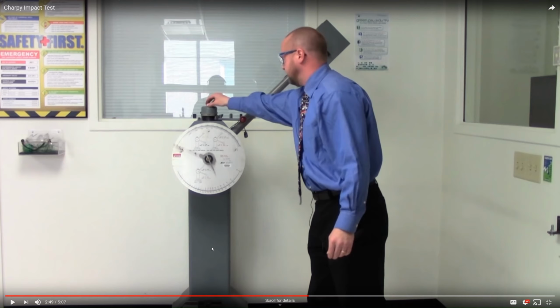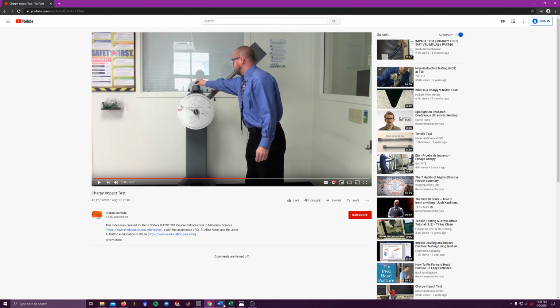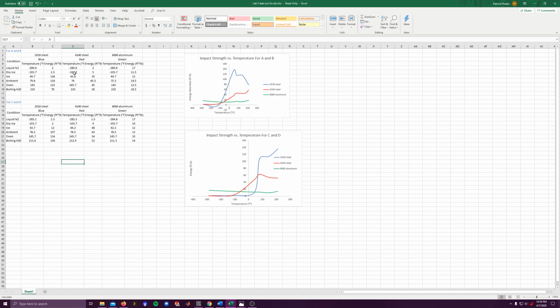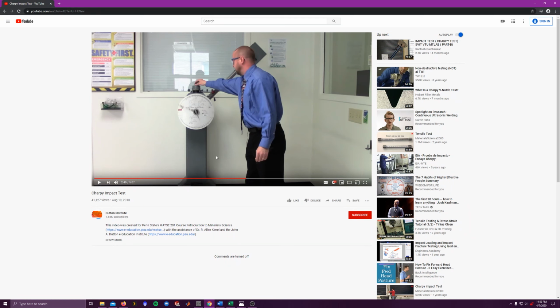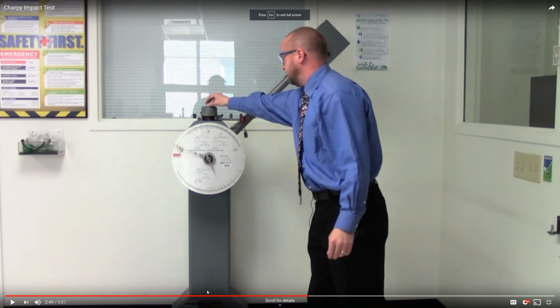So the main goal is we're going to have three different metals. We're going to have 1018 steel, 4140 steel, and then 660 aluminum. So we're going to get those three different metals, and we're going to put them under different conditions for temperature. And then we would put them here on this stand, and we would basically fracture them.